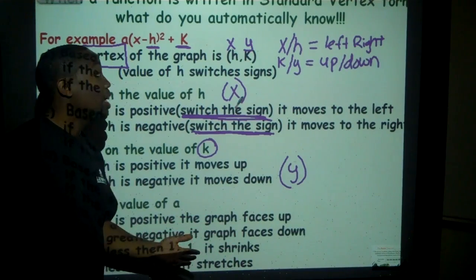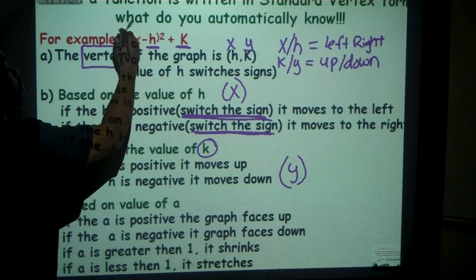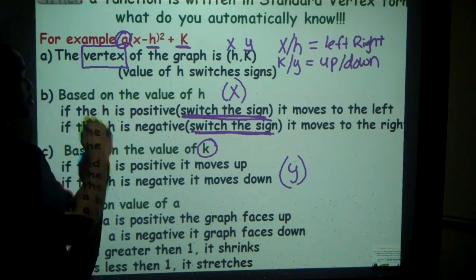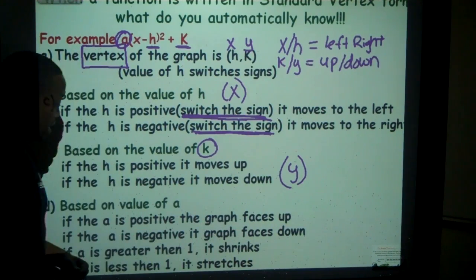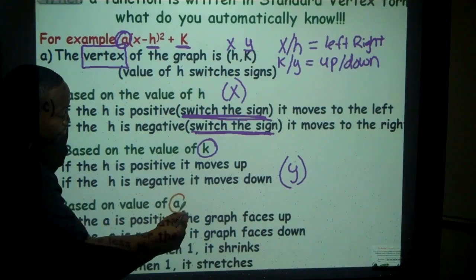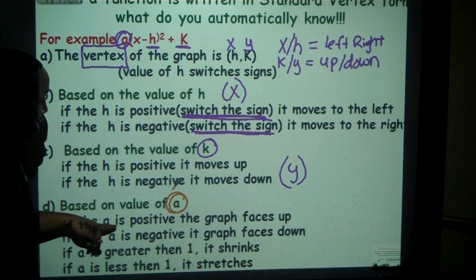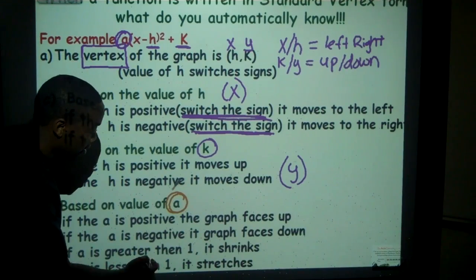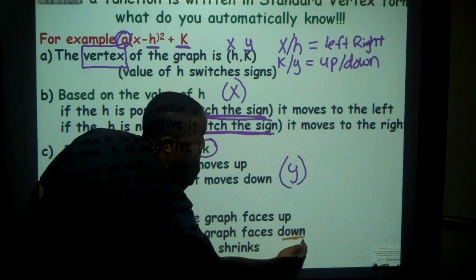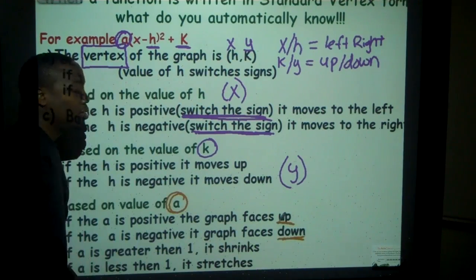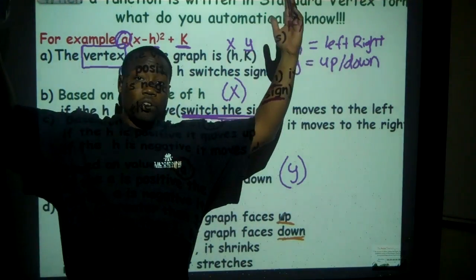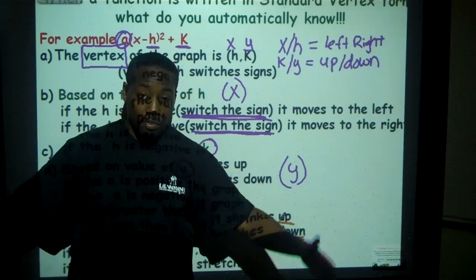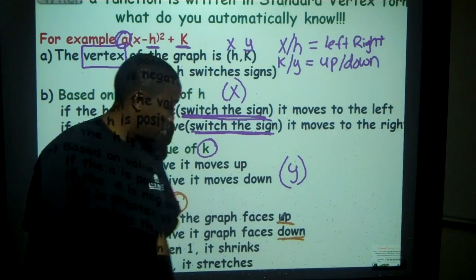Now, what are we left with? We're left with one more thing, the a. Let's change the color for a second. I'm going to switch to orange. So the a value: if the a is positive, it's going to face upward. If the a is negative, then it's going to face downward. Very key, important things right here. For example, if I have a quadratic and it makes a U, if a is positive, it's going to face up. If a is negative, it's going to face in the downward direction.